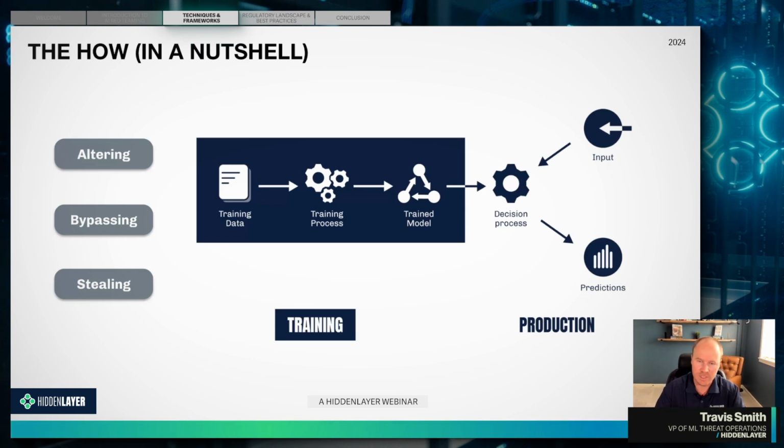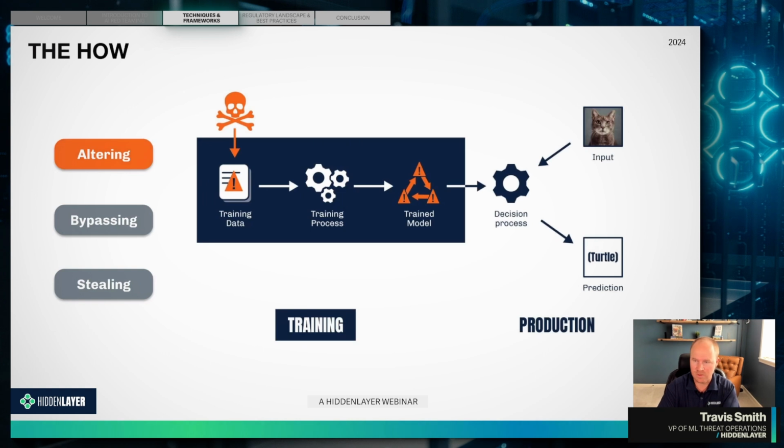When we look at how we can attack it and where those attack scenarios are, there's really three high-level categories that I look at, especially for something like predictive AI. I'll touch on Gen AI in a minute, which would be something like altering, bypassing, and stealing. So I can just touch on what that looks like. The first one would be altering the model itself or the training data.